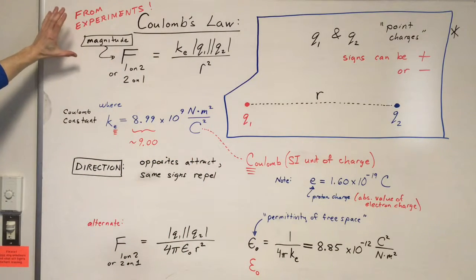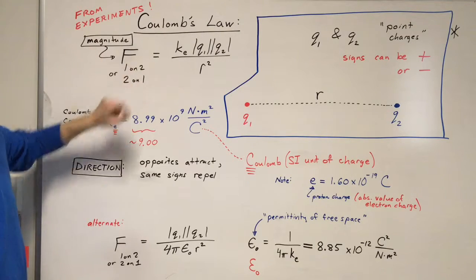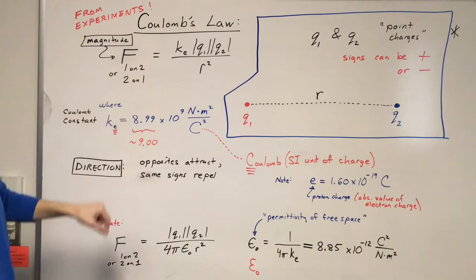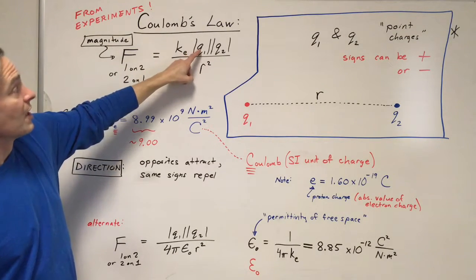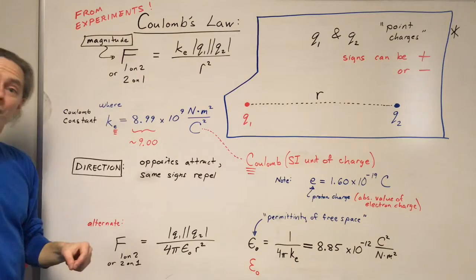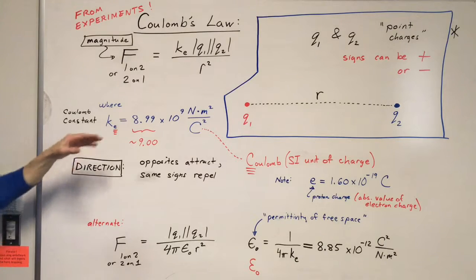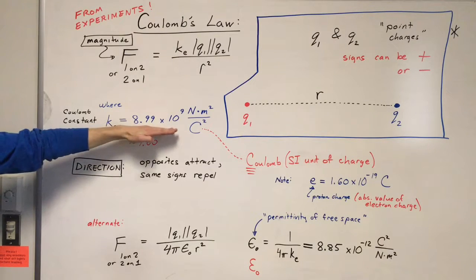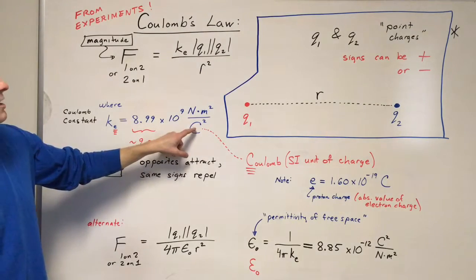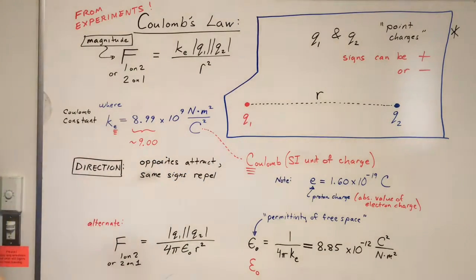The magnitude portion of Coulomb's law says that the magnitude of the force that charge 1 exerts on charge 2, or also the magnitude of the force that charge 2 exerts on charge 1, is proportional to each of the magnitudes of each of the charges and inversely proportional to the square of the distance between the charges. And there's a proportionality constant known as the Coulomb constant, which has this value, 8.99 times 10 to the 9th newtons times meter squared divided by Coulomb squared, where the C represents a Coulomb. That's a capital C. That's the SI unit of electric charge.